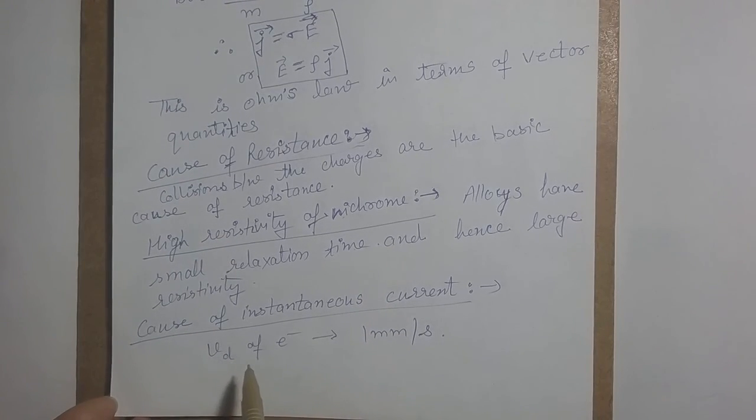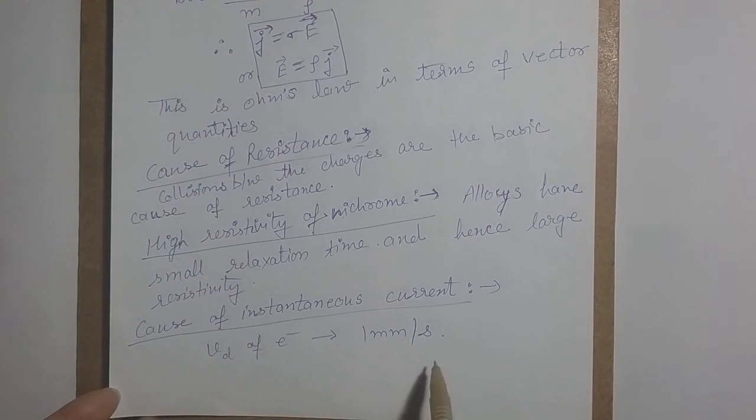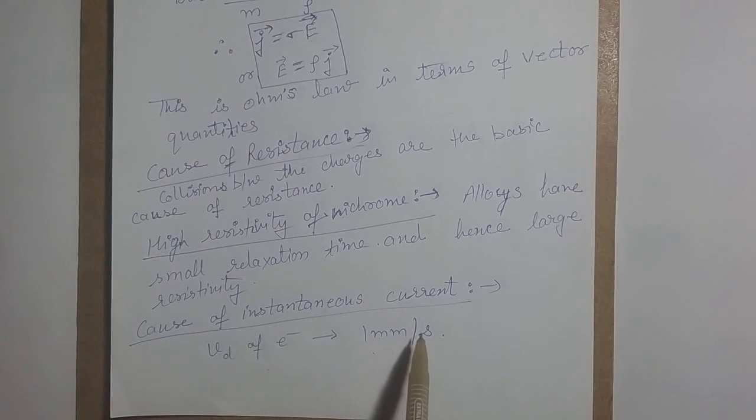Now what is the cause of the instantaneous current in a given circuit? The drift velocity of electrons is of the order of 1 millimeter per second. So the drift velocity is very high whenever a given conductor is connected to a battery or any external source. The electrons acquire very high velocity, that is they travel a distance of 1 millimeter per second, and this is the cause of the instantaneous current for a fraction of a second or a given instant.